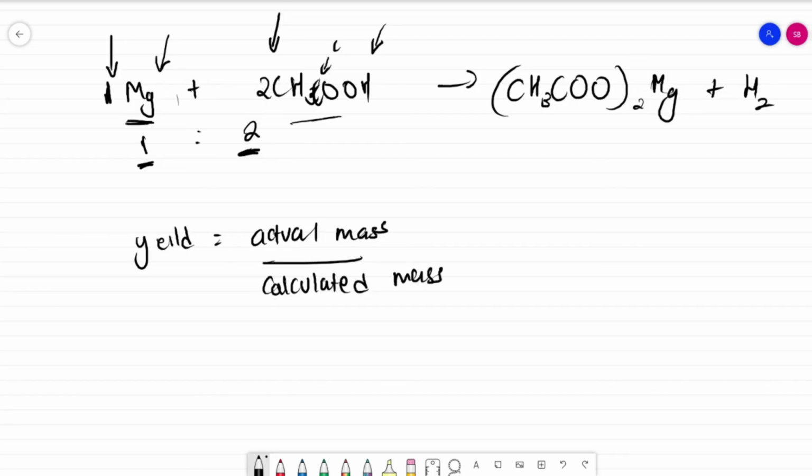and this is all you need to know about percentage yield. Usually they give you the actual mass, calculated mass, and then you just find this, and then of course do times 100 because you're supposed to find the percentage. Okay, so that's how you do it, and it is as simple as that. That marks the end of stoichiometry.